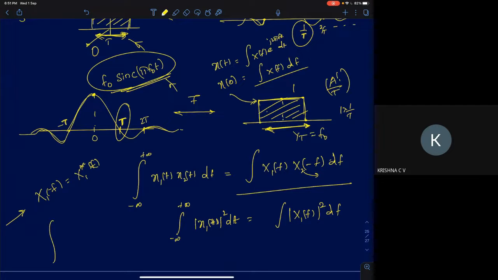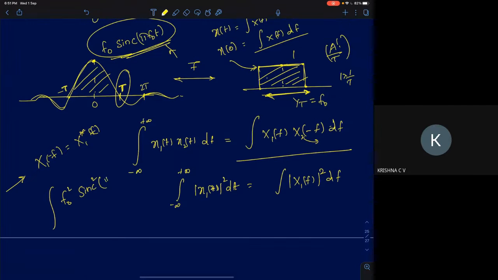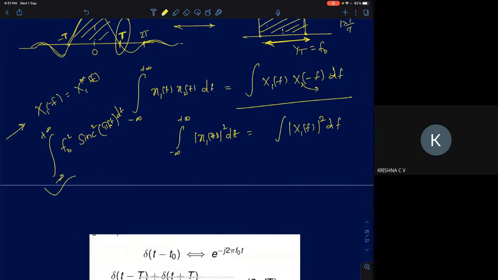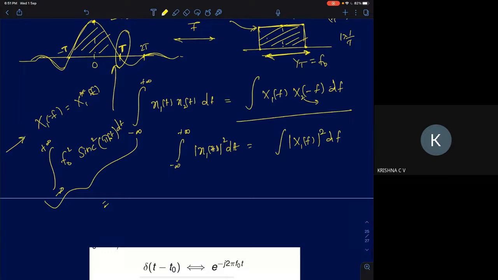Now, if I ask you to calculate the energy in the time domain, it is going to look like the integral of f naught square sinc square pi f naught t dt. So now you will have to evaluate a sinc square integral, and that's not very trivial. But using Parseval's theorem, we can quickly see that this squared integral is also equal to the squared integral of its Fourier transform, mod of x of f whole square df.